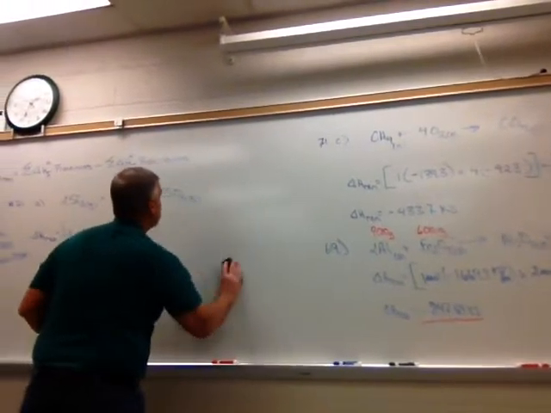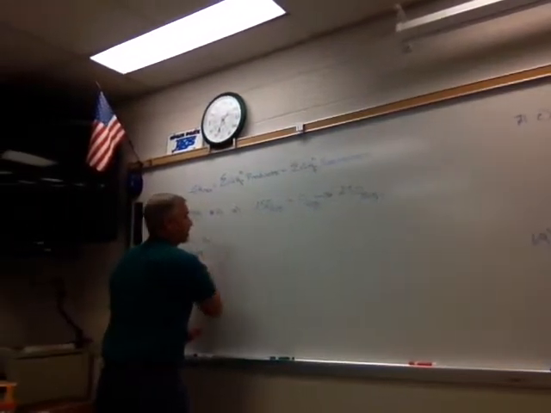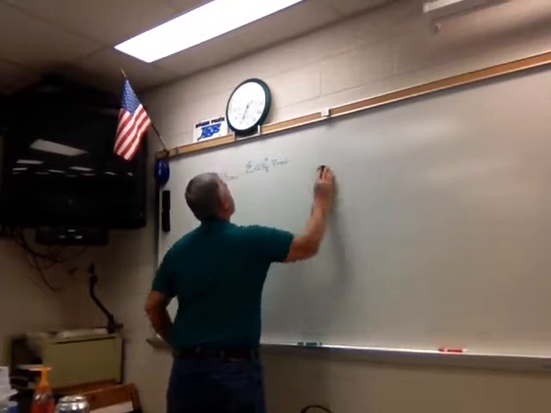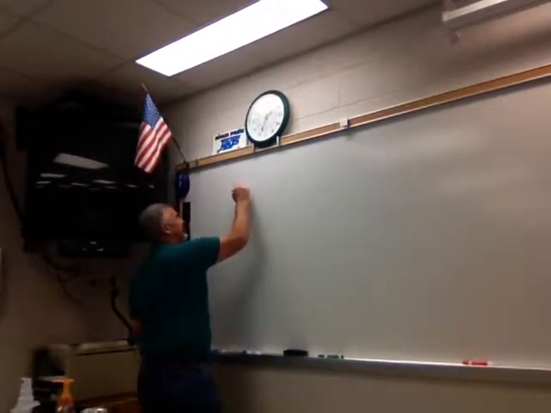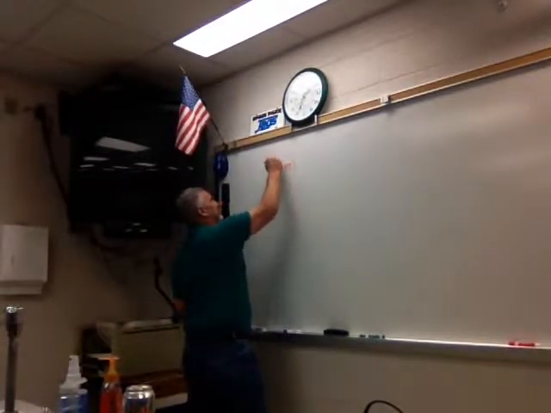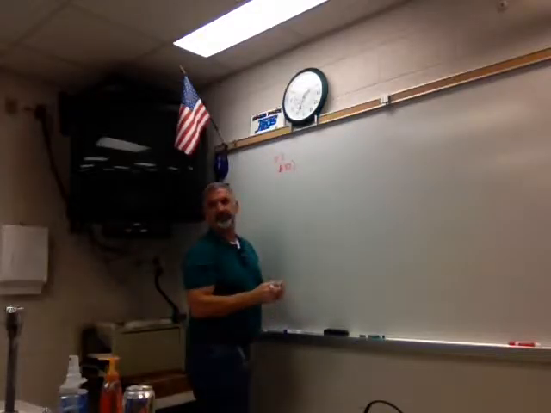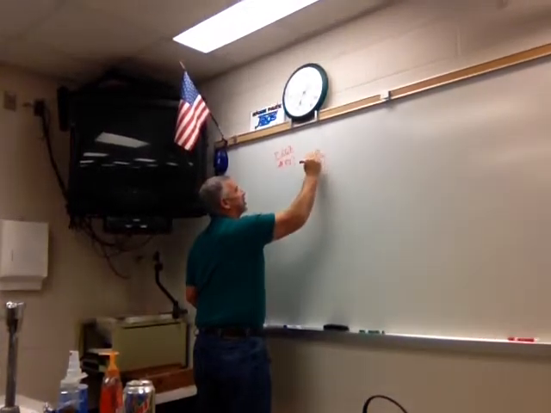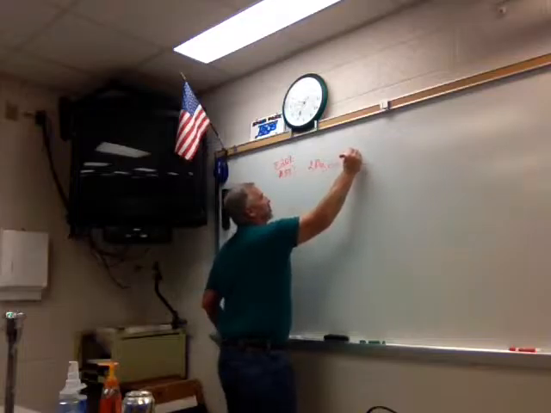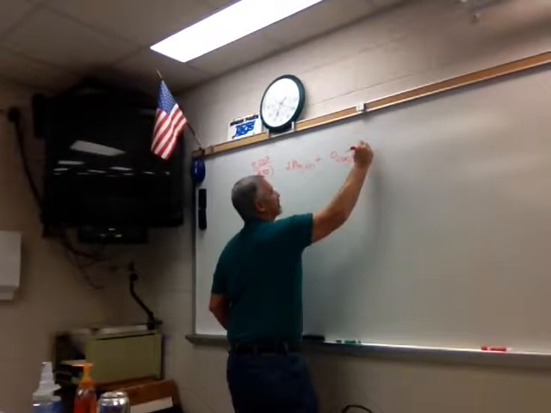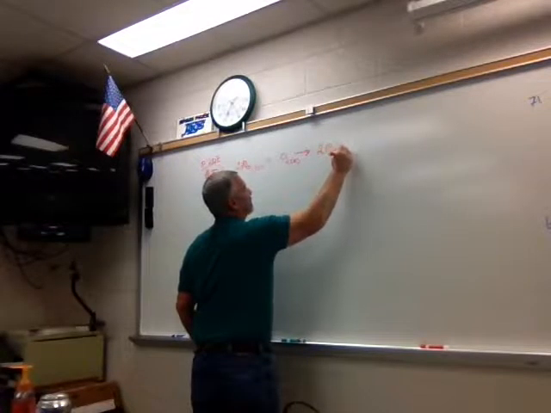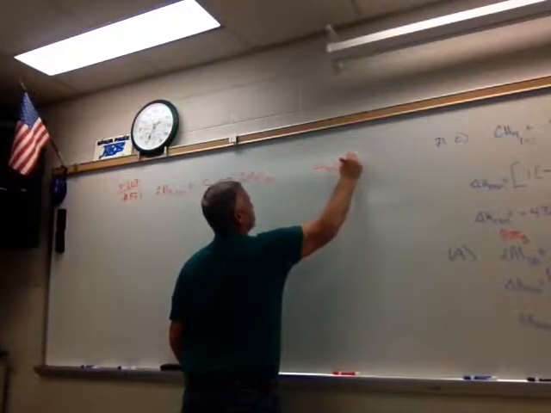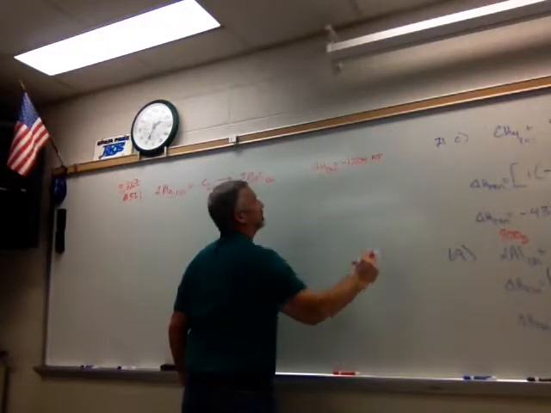So if we look at number 37, is that page 207, 208? What page? It says 2 Mg solid plus O2 gas goes to 2 MgO solid. But then out here it says that delta H of the reaction is equal to negative 1204 kilojoules.